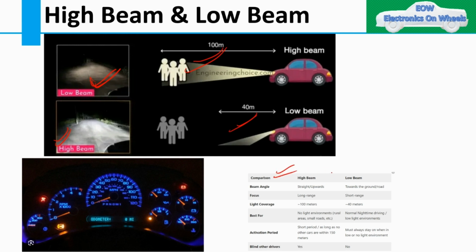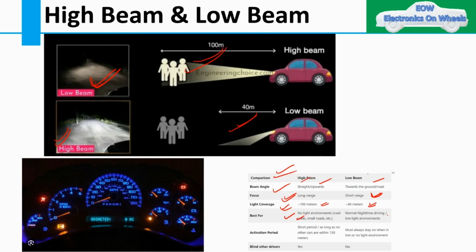What is the difference between them? The beam angle is straight and upward for the high beam, but the low beam is directed towards the ground and road. The focus is long range for the high beam, but the low beam is short range. Light coverage, typically, is 100 meters for high beam and 40 meters for low beam. So for no light environments and rural areas, you should go with the high beam.